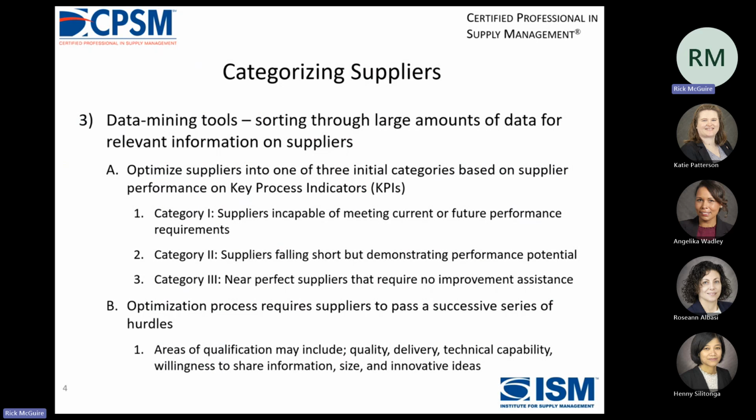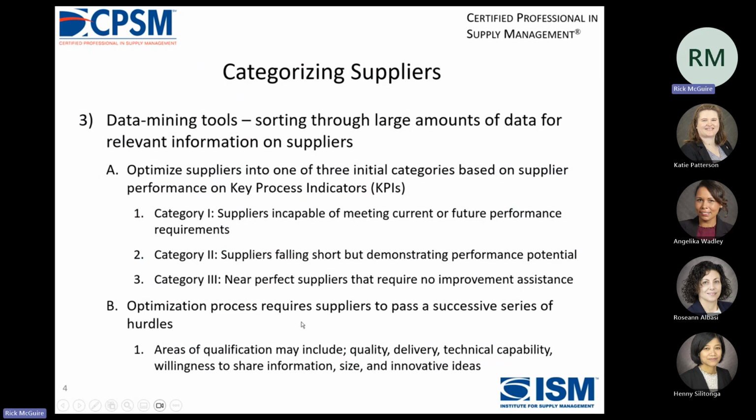And data mining tools sort through large amounts of data, optimize suppliers into one of three initial categories based on performance. So this is your initial cut. Category 1, suppliers incapable of meeting current or future performance. Category 2, suppliers falling short but demonstrating potential. And category 3, near perfect. I wouldn't call it near perfect, but okay. Gets the job done, basically.